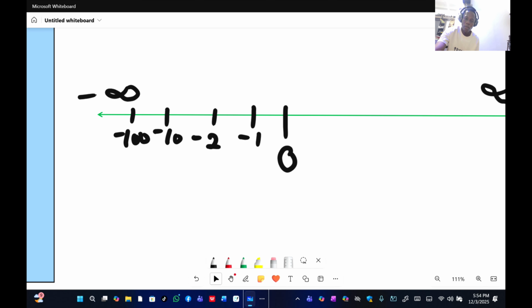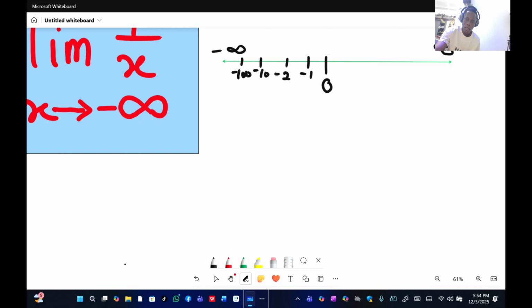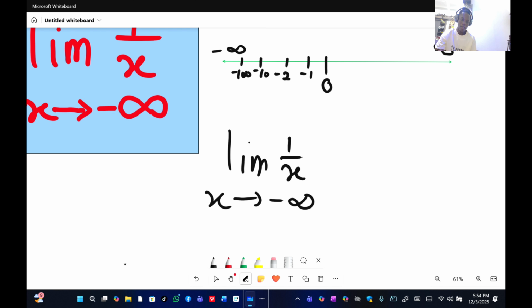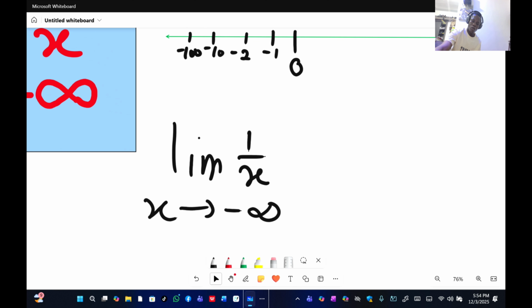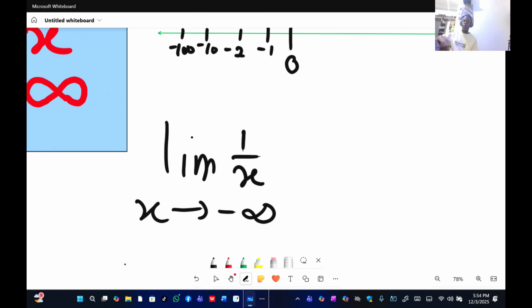So we have it as the limit of the function 1 over x as the input x approaches negative infinity. Let us test for the first. Let us assume that the first value of x is negative 1. If x is negative 1, you plug in negative 1 for x. Wherever you see x, you put negative 1 over there. So we are going to get the result to be negative 1.